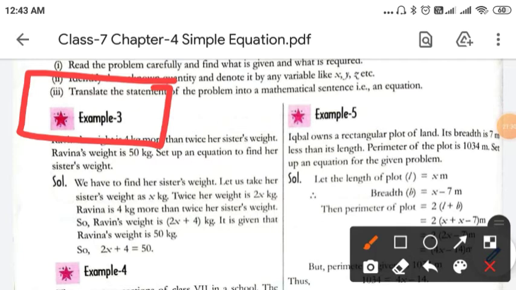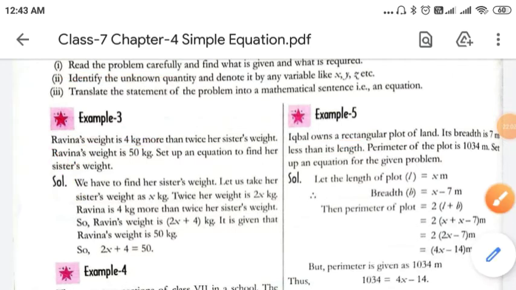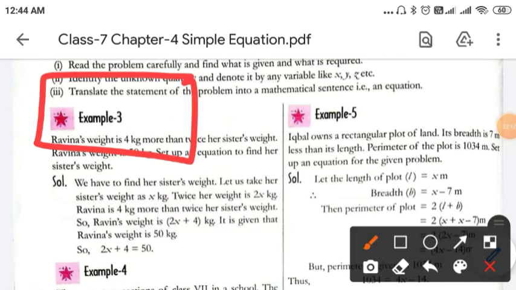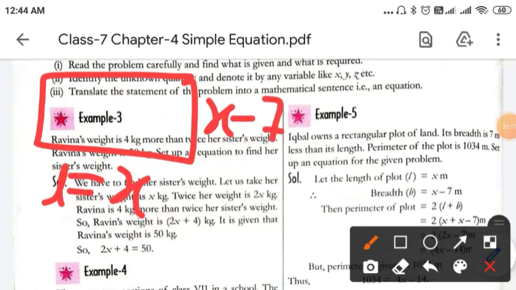So here it is given that the breadth is 7 less than the length. So the length value is not given. So the length value is a variable, it can be changed. So suppose the length value is x. So if we suppose length equal to x, then it is given in the question that the breadth is 7 less than length. So breadth is what? x minus 7, because we have x as the length. So x minus 7 is the breadth, and now the perimeter is also given.